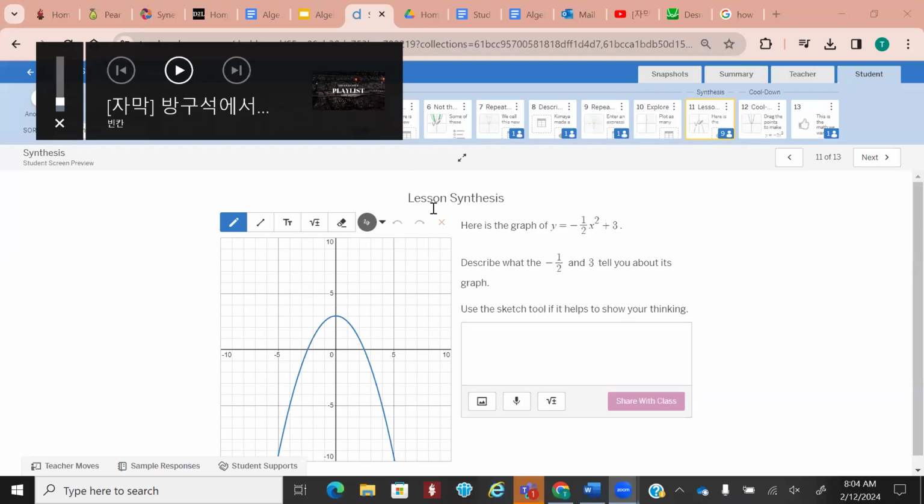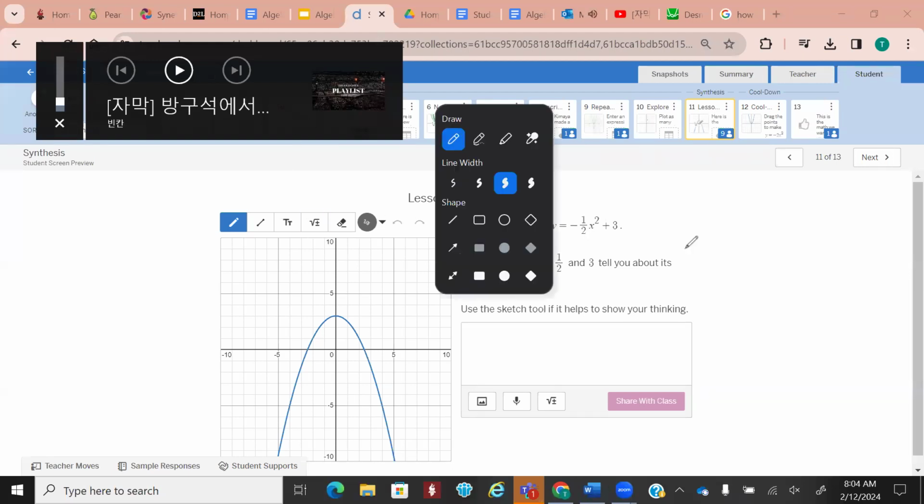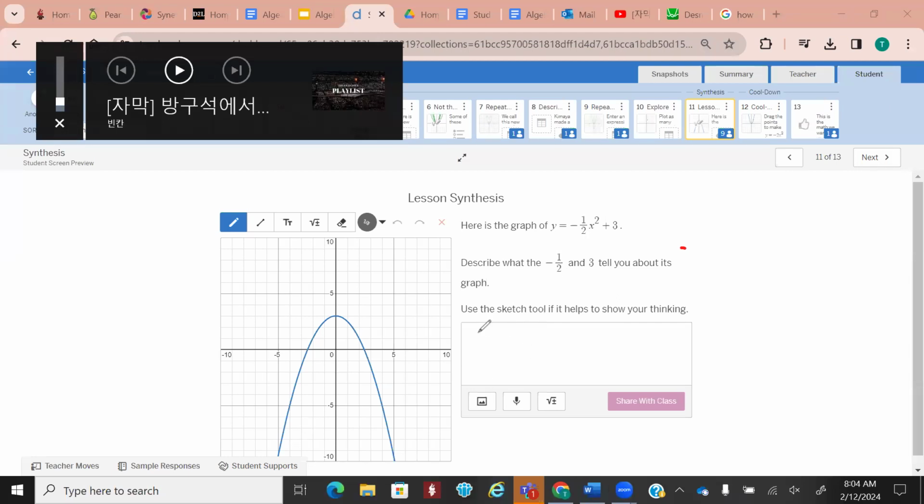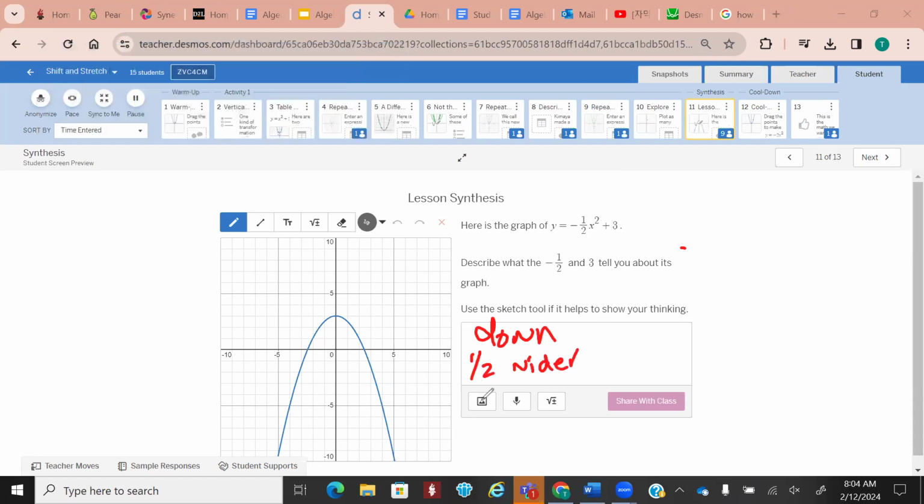So kind of summarizing this. All right, what this means is this negative 1/2. Negative means it's going to be facing down. That 1/2 is going to make it kind of wide, a little wider. And that 3 is going to move it up 3 units. Everybody see that? Okay, that plus 3 is going to move it up. The 1/2 is making it wider. And the negative flips it down.